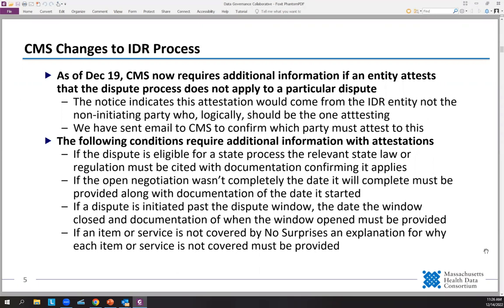You have to complete the open negotiation process before you initiate a dispute. So if that wasn't completed, then the date that it will be complete needs to be provided along with documentation of the start date. If you only have a limited window, I believe it's 4 days, to initiate a dispute after the open negotiation period ends, so if you try to dispute after that, then you have to supply the date when the window closed and proof of when the window opened. There are also some items and services that are not eligible for No Surprises disputes. And so if it's not eligible, then you have to include a list of the items and services that aren't eligible and the specific reason why each one isn't eligible. Let's go ahead and go on to the next slide because we'll just talk about all of them.